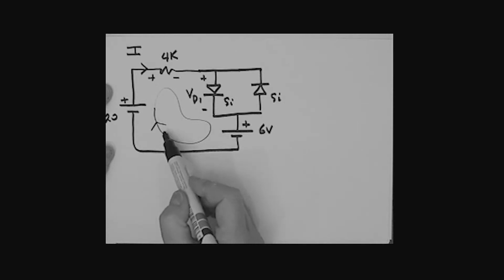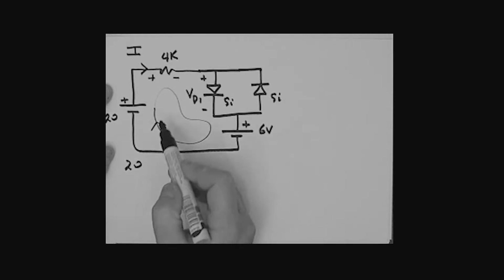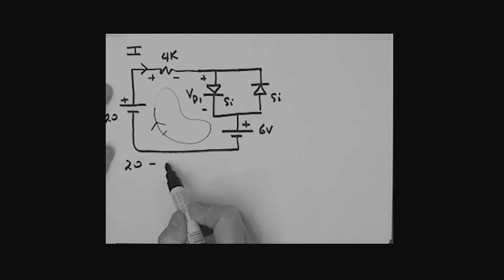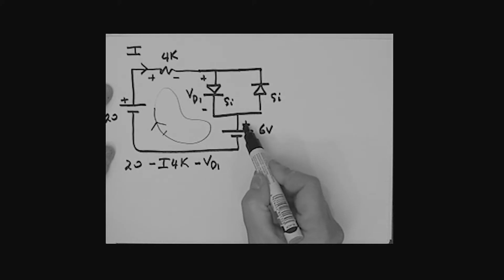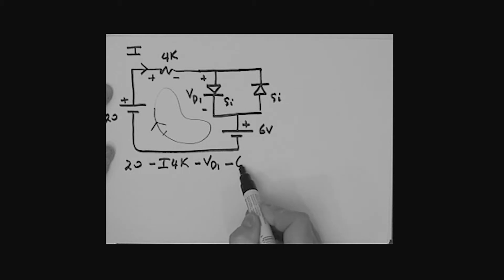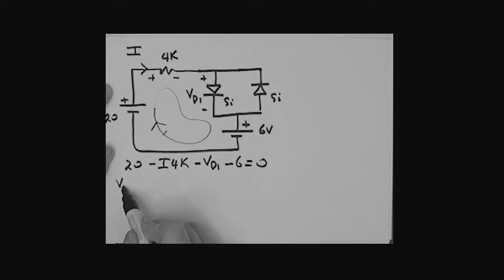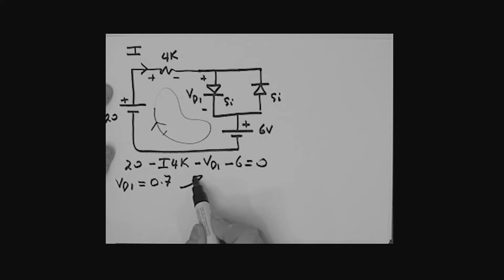If I go around the loop, I've got 20. I've got the drop across that, which is minus I times 4K. I've got the drop here, which is a minus VD1, and then I've got this voltage source going from a plus to a minus, so it's a minus 6, all equals 0. And of course we know that VD1, because we're using the second approximation, is 0.7. We're going to put that information into there and collect our terms together.